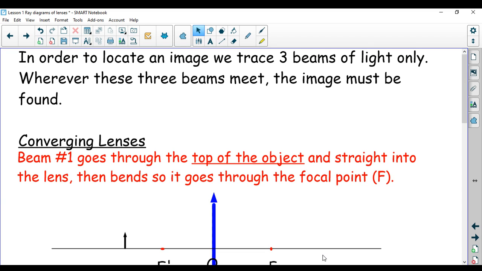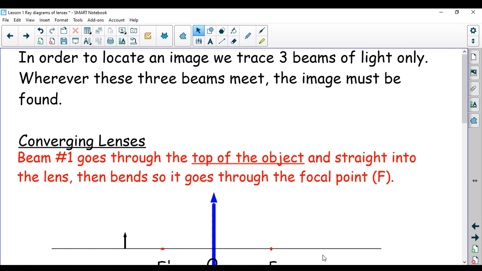What we're going to do today is we're going to learn to draw diagrams that help us locate and describe, using the SALT method, the characteristics of an image created by a lens. And we're going to start off using converging lenses. Converging lenses, also referred to as convex lenses, cause light to come together or bend in, thus the converging.